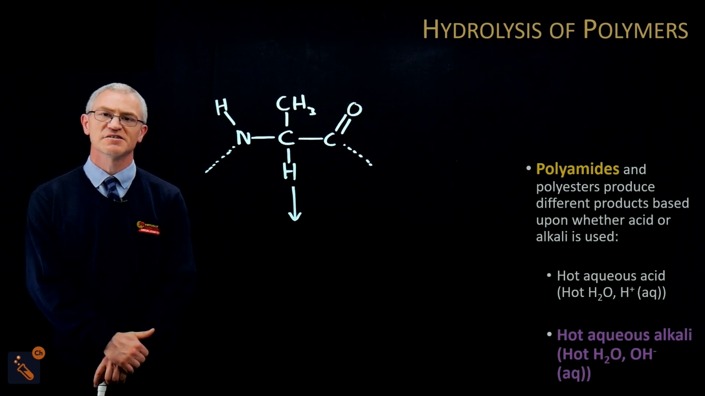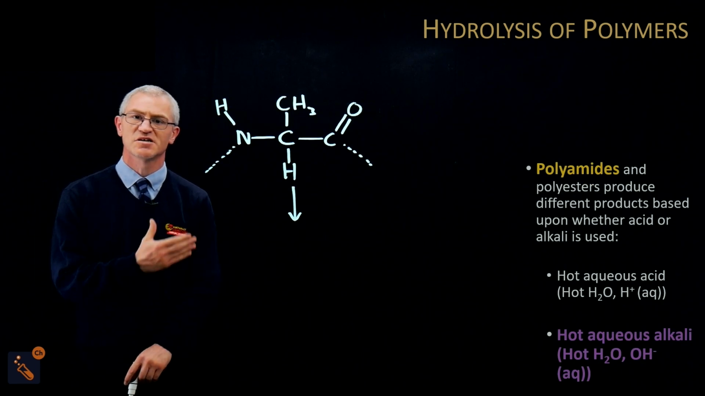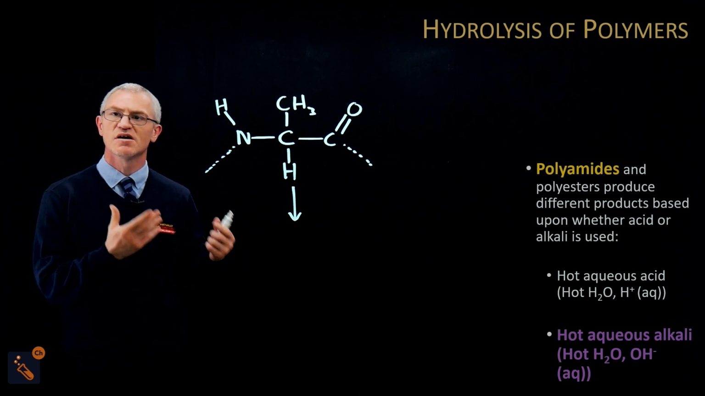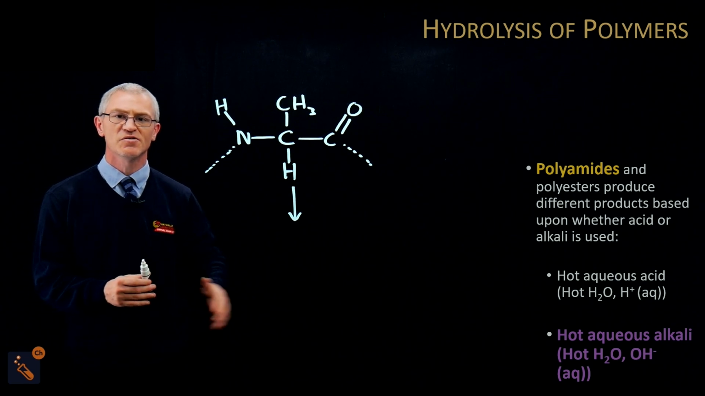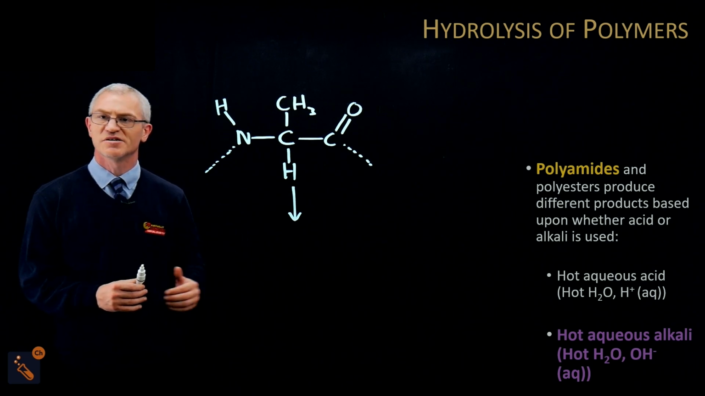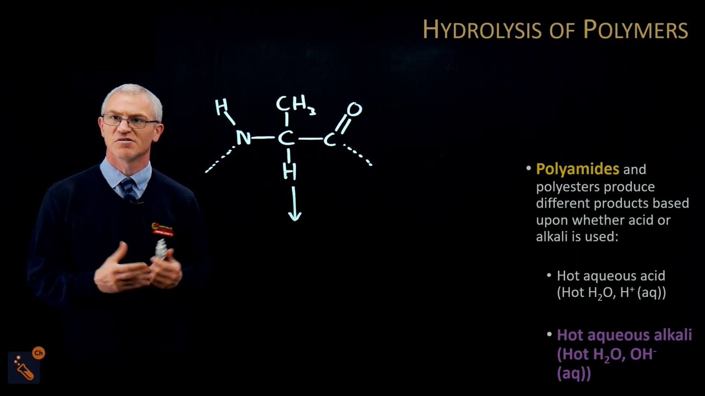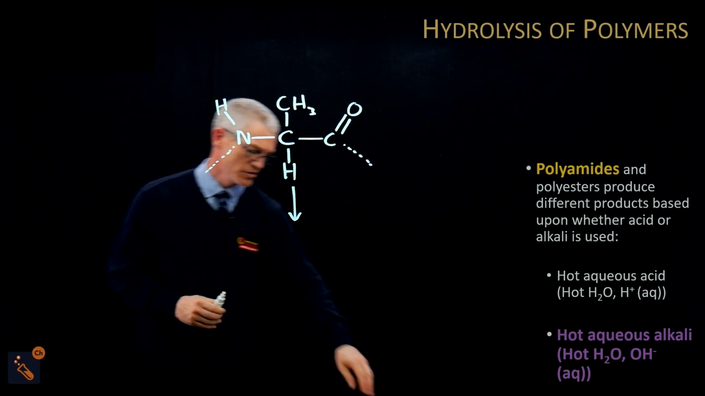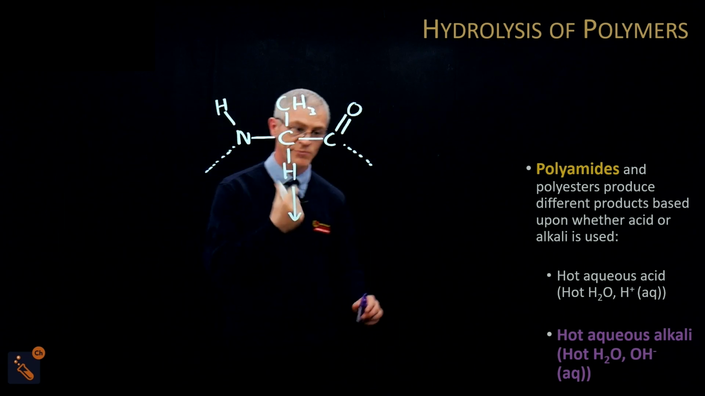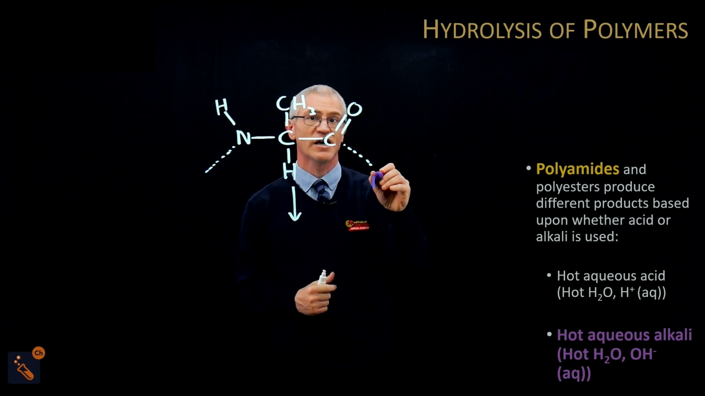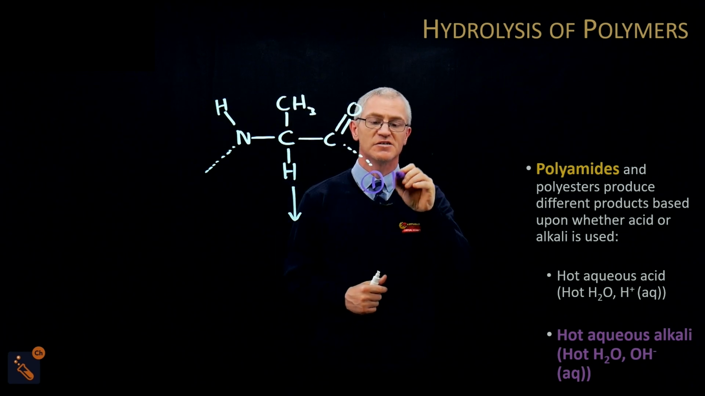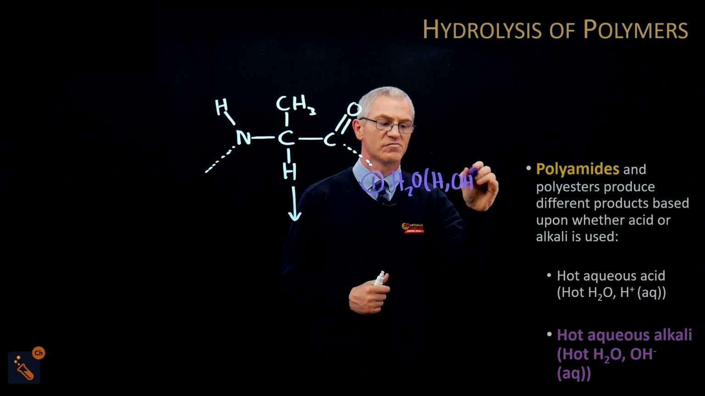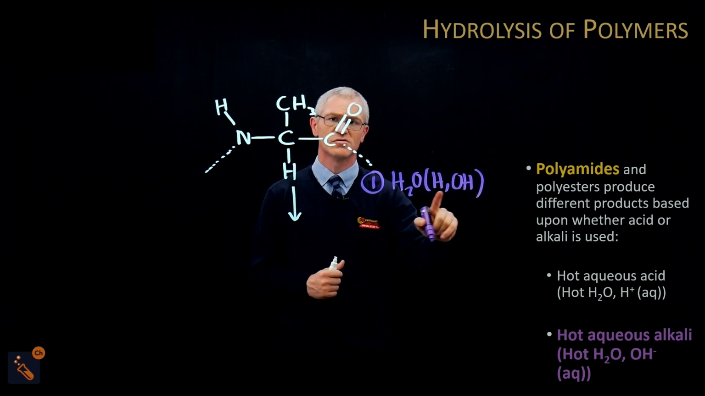So we're now going to look at doing this with hot aqueous alkali, with sodium hydroxide for example. But for now, we're just going to add OH minus, hydroxide, and that's all we're going to do. We do it in a very similar way. First of all, we add our H2O again, and our H2O is going to be H and OH. So do exactly the same way.